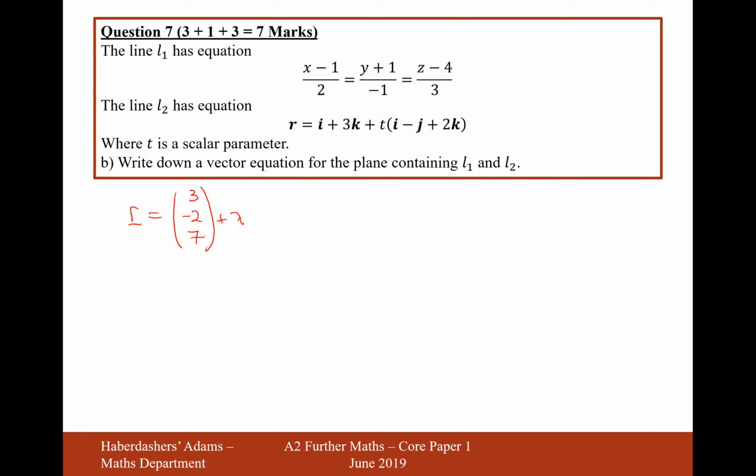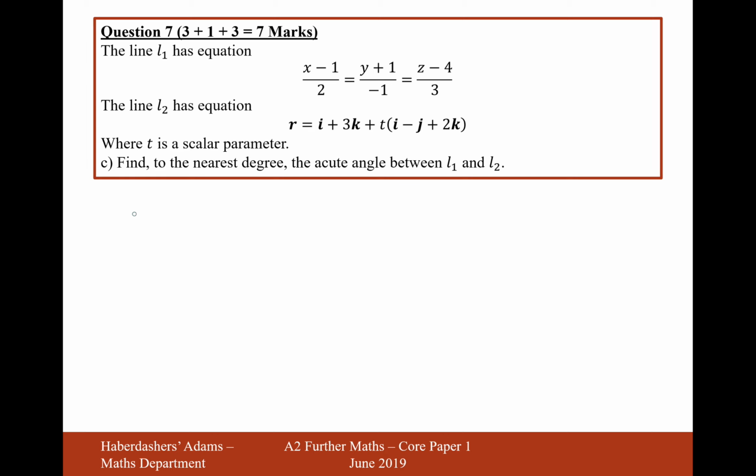Then it's going to contain both of the direction vectors, so lambda lots of (2, -1, 3), and t lots of (1, -1, 2). So there we are, that's the answer for part B. So part C wants us to find to the nearest degree the acute angle between L1 and L2.